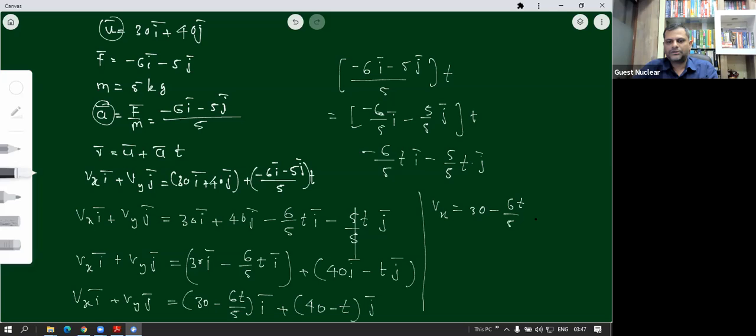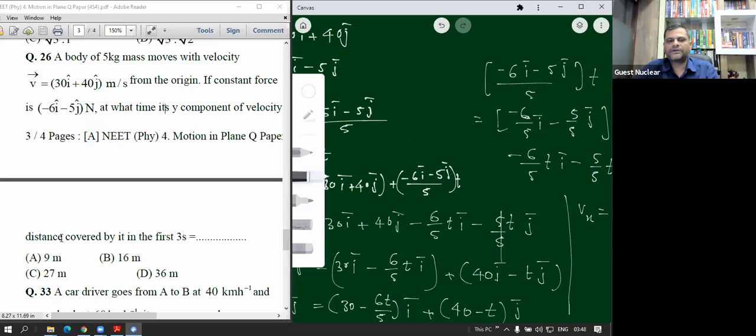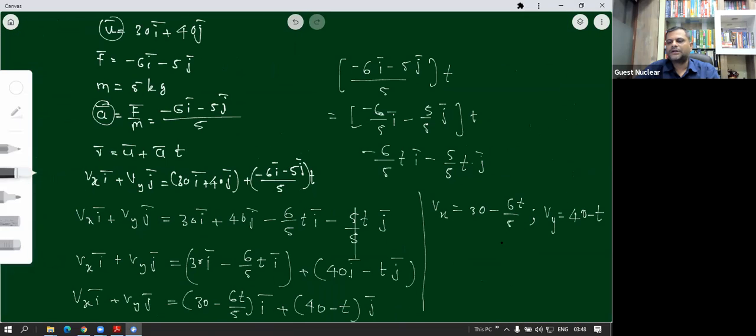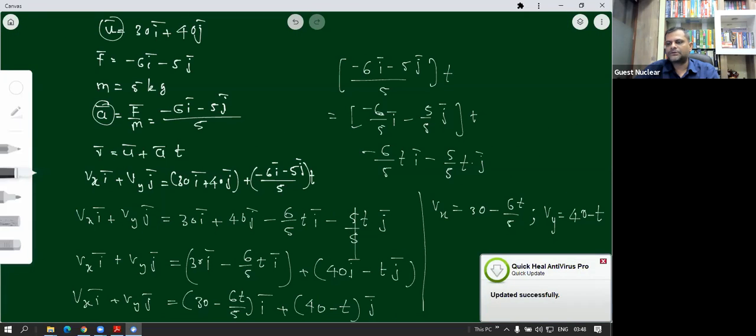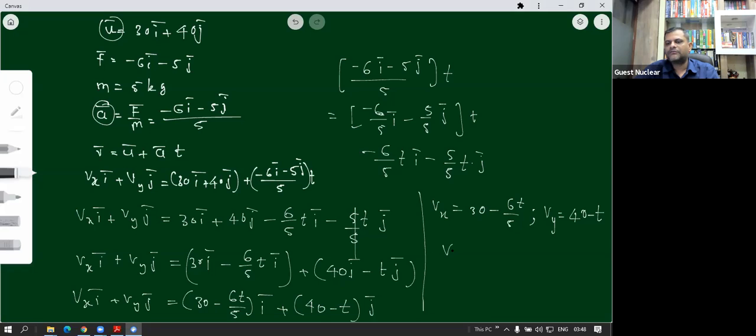Okay, this is the coefficient of i-bar that we got by equating, and by equating the coefficient of j-bar we will get Vy is equal to 40 minus t. Check, but just recall here in the question what we want is to find out at what time the y component of velocity becomes 0. That means we want to find the time when Vy becomes 0.